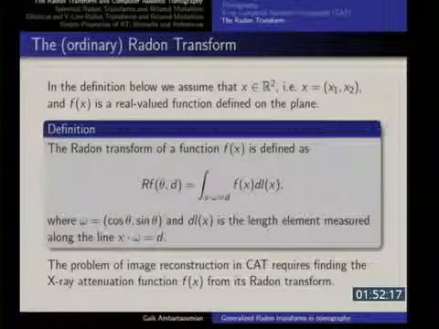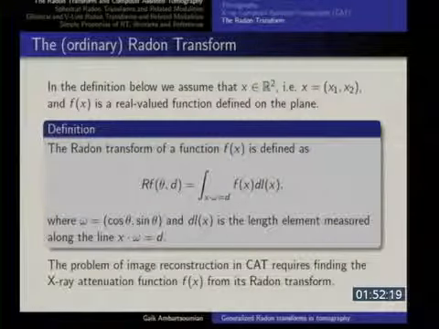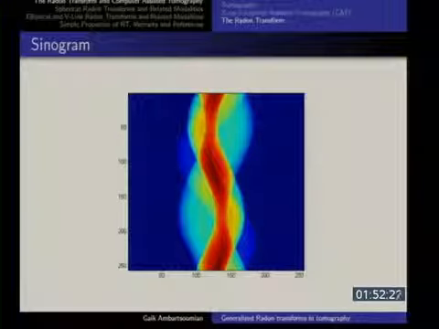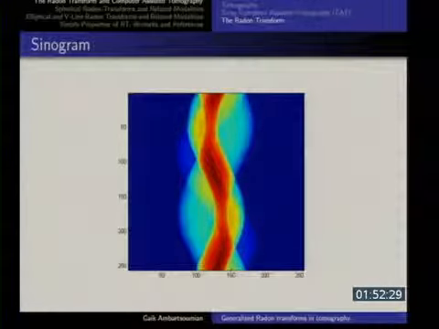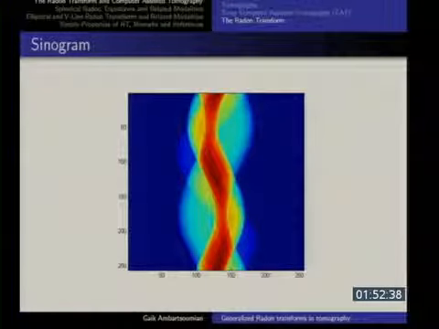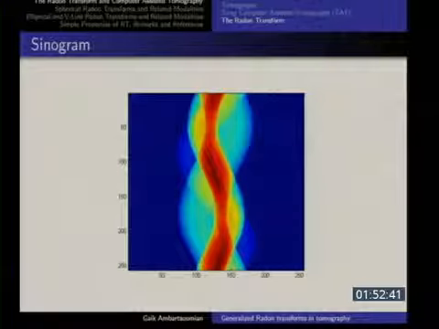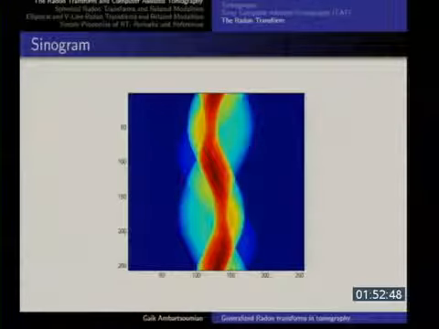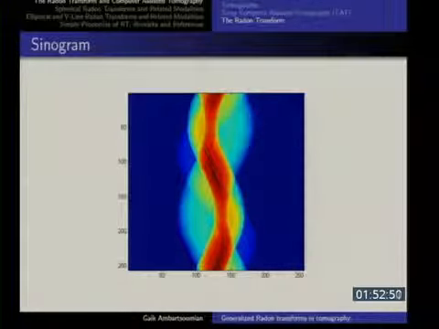Okay, so let's move forward. I wanted to show you a typical image of the Radon data. This is what people call a sinogram. So this is an image. What you see is the image of Rf of theta, d. So this image here corresponds to the Radon transform of some function. This axis corresponds to periodicity, so this corresponds to the angle, say from 0 to 2 pi, and this corresponds to d.